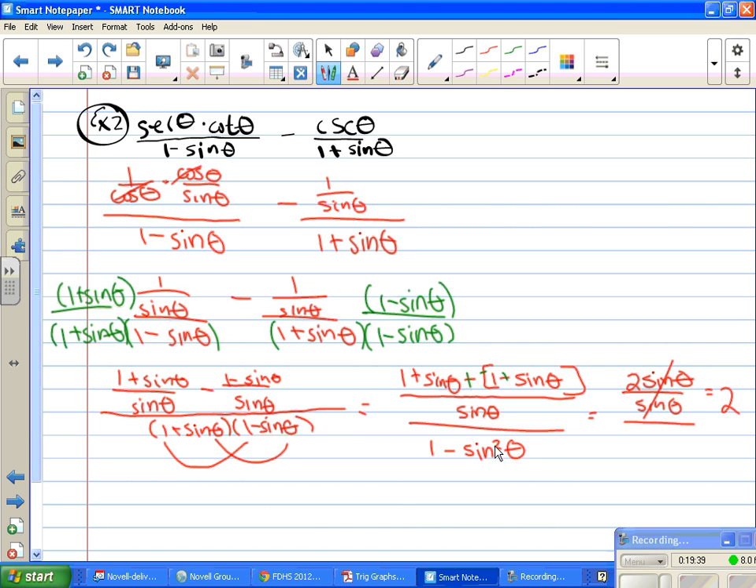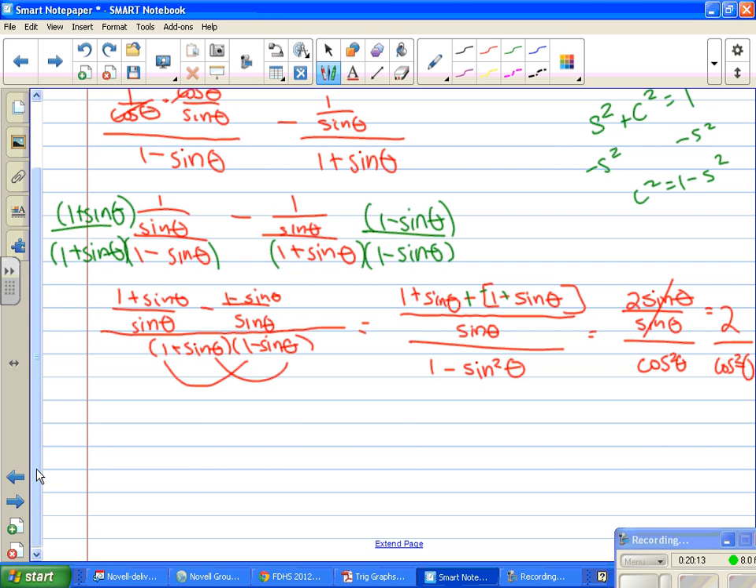1 minus the sine squared. Think back to that Pythagorean identity. Sine squared plus cosine squared equals 1. If I subtract sine squared from both sides, then I realize that cosine squared equals 1 minus sine squared. So I can replace this with cosine squared. So really, I end up with 2 over cosine squared. Now, for me, you can leave it like that.